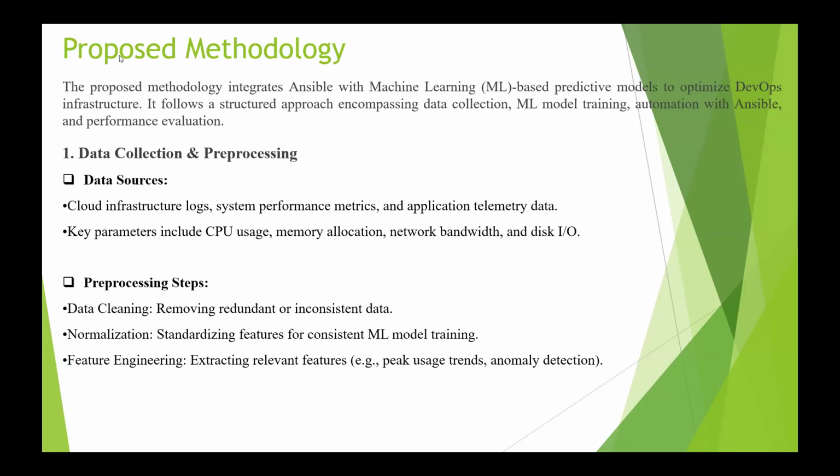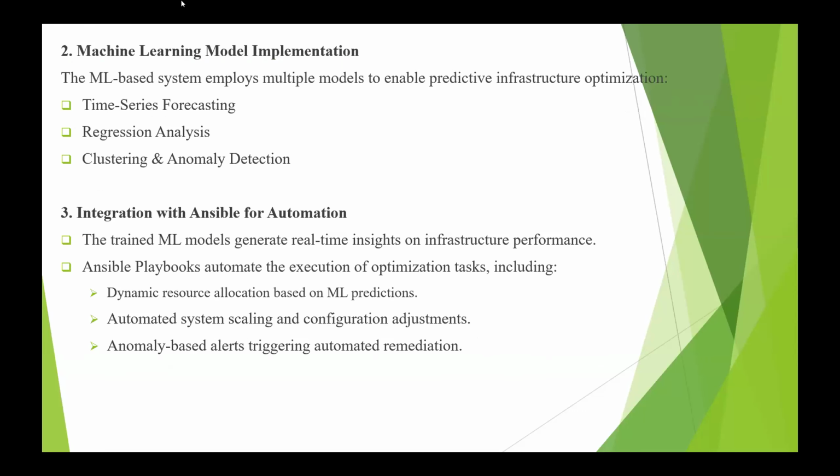Now, first, data collection and pre-processing. The data are cloud infrastructure logs, system performance metrics, and application telemetry data. Key parameters include CPU usage, memory allocation, network bandwidth, and also input output. Now the pre-processing step, data cleaning. In data cleaning, we remove the redundant or inconsistent data, and after that we do the feature engineering part, where we extract the relevant features like peak usage trends and anomaly detection.